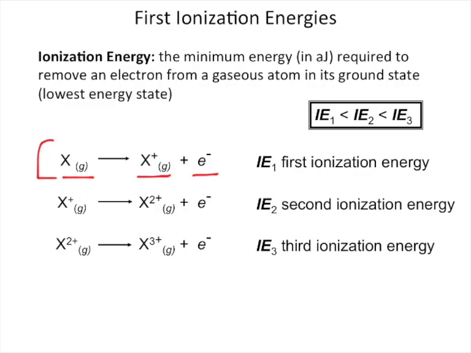First ionization energy removes the first electron. For the second ionization energy, you start with the cation from the previous step, and then you take another electron off. Then you can do a third step, and so on and so forth. Generally, it's less energy to remove the first electron. When you remove the second electron, the atom's already positive, so it doesn't want to lose any more electrons, so it takes more energy to take off the second electron, and so on.